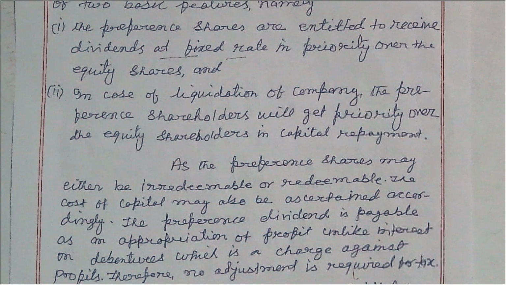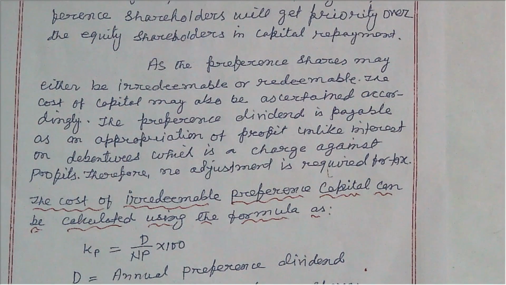That is, the profit available after tax, out of this profit the preference dividend is paid. So the tax benefit is not available. It's calculated similar to debentures, which are perpetual and non-perpetual, redeemable.